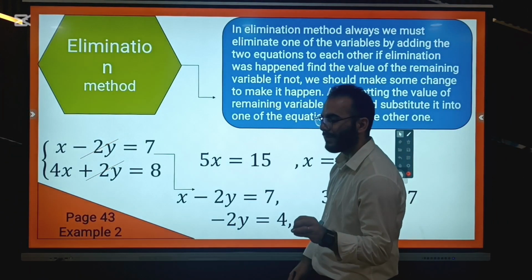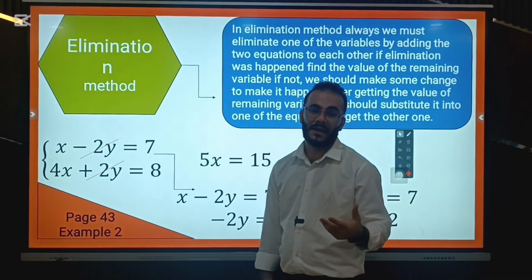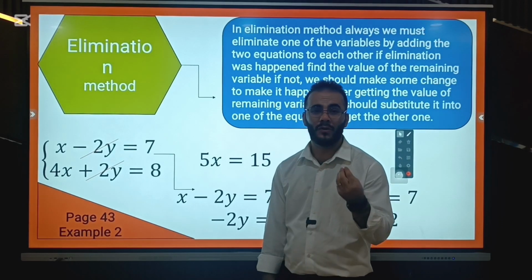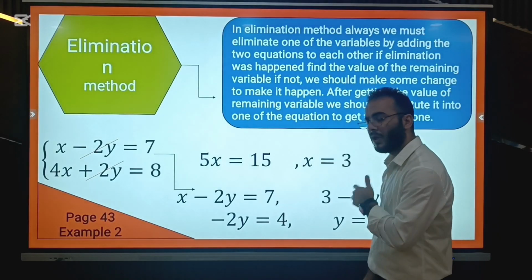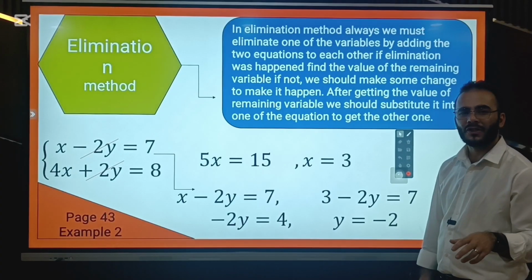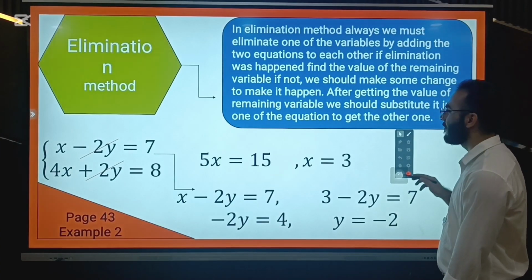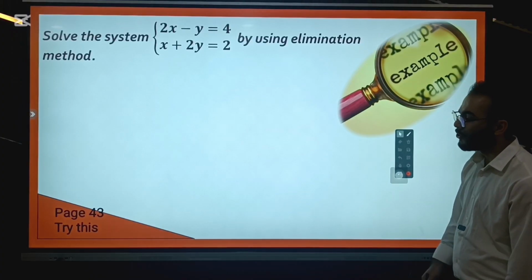Don't forget this step that most of you, unfortunately my students, forget. First of all, you should add those two equations to see whether elimination happened or not. If it happened, go ahead. If not, multiply or divide one of the equations by something to make the elimination happen. Let's follow these examples that we have here, page 43 of your book, and try this example.